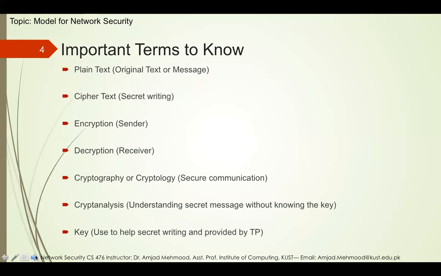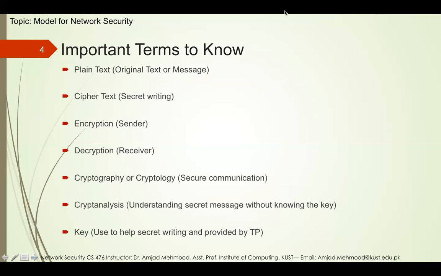Plain text, or original text, is a simple message which the sender wants to send to the receiver. It is a meaningful message and anybody can read it. Ciphertext is an unreadable message, normally converted into secret writing, so nobody can read this message except the receiver or recipient.